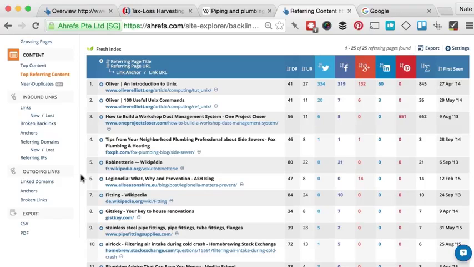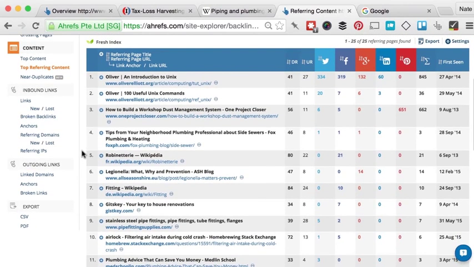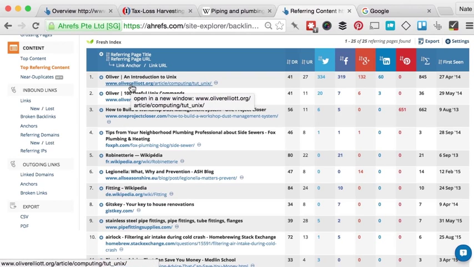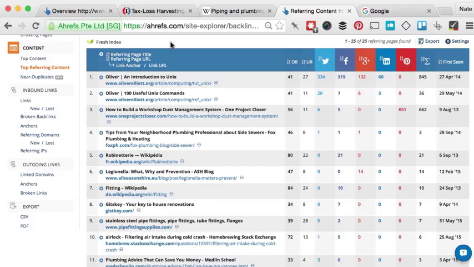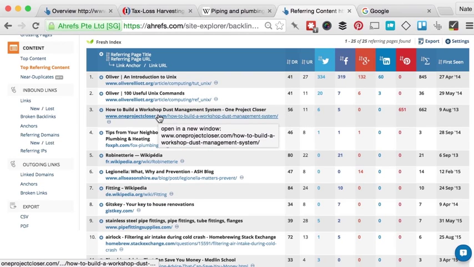And right here, it says that we have 25 pages that are sending significant traffic to this page. And we're going to look at them through a marketer's lens. So these top three are developers who are basically hacking together plumbing fittings in ways that are not traditionally used. So basically using them to build desks and using them to build a workshop desk management system.